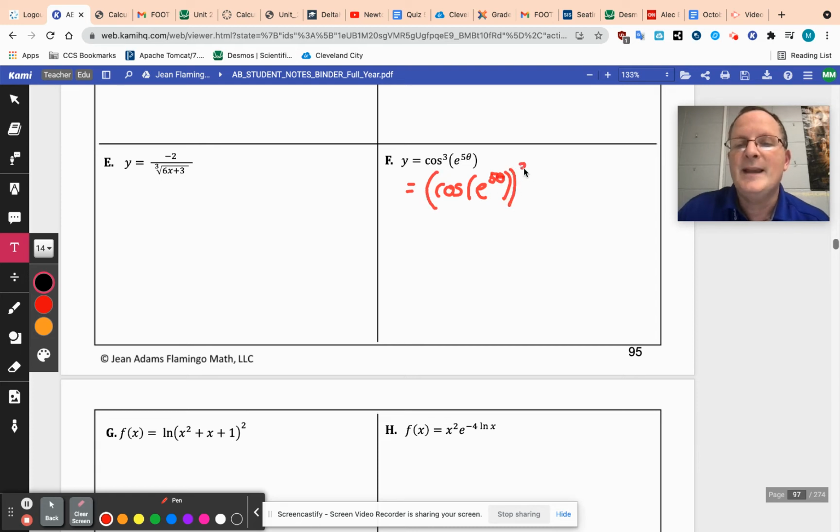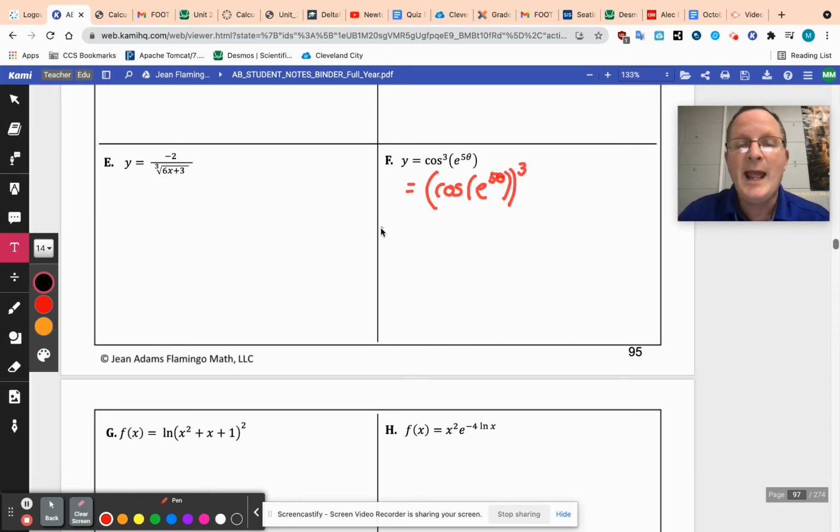All right, so this is crazy. The outside function is a cube. The next inner, this is where the chain rule comes in. We got a chain of functions. The next inner function is a cosine. The next inner function is e. And the most inner function is 5 theta. This one's crazy, but I think it's fun.